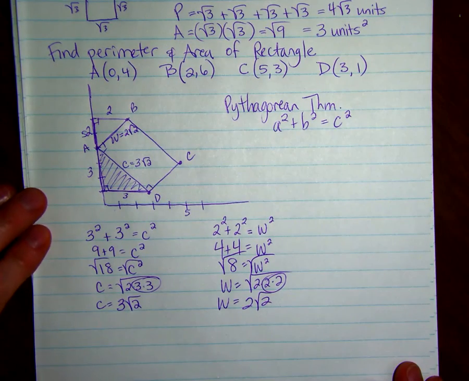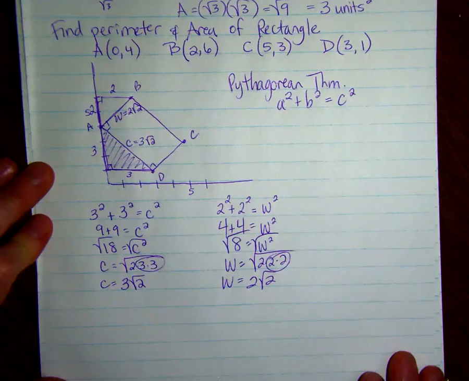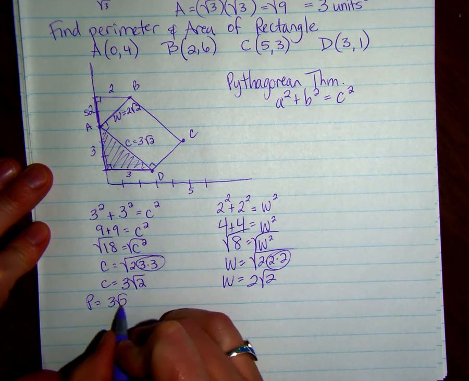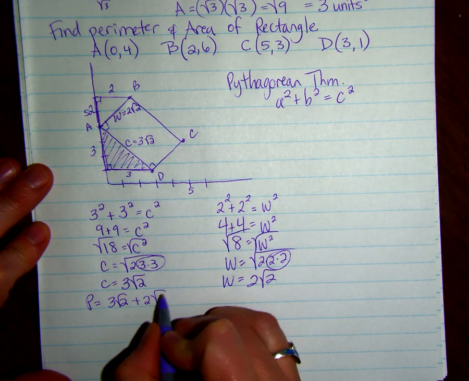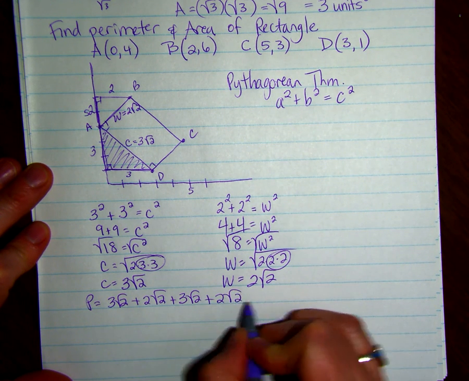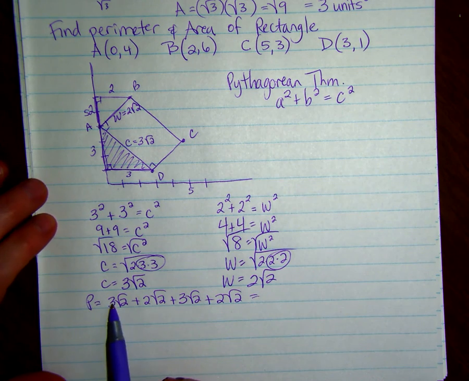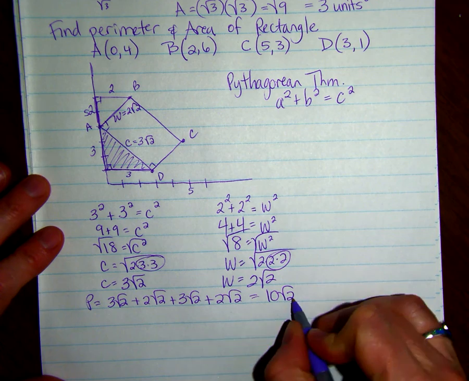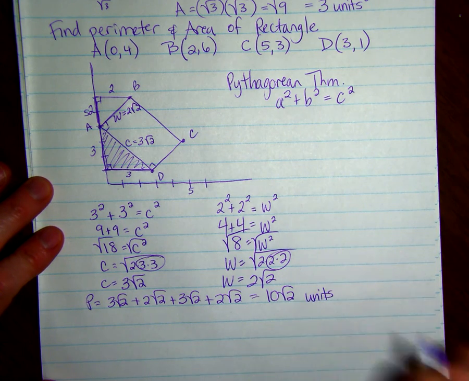So to find the perimeter, we're going to do 3 square roots of 2 plus 2 square roots of 2 plus 3 square roots of 2 plus 2 square roots of 2. So we have 3 plus 2 plus 3 plus 2 is 10 square roots of 2 units.